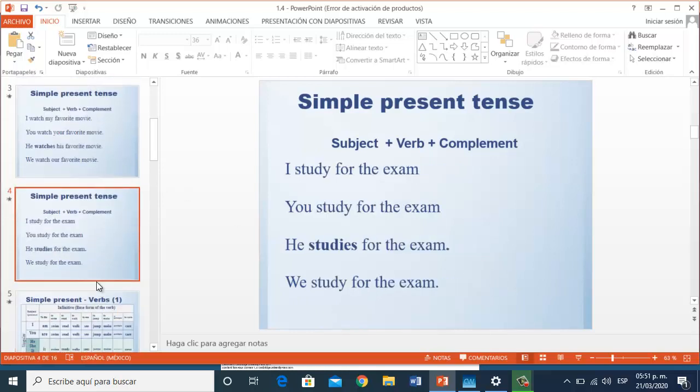And in the last example, with the verb study, same subjects, I, you, he, we. We have I study for the exam, being the complement of this example. You study for the exam, he studies. In here, the y changes into an i, an e, and an s.